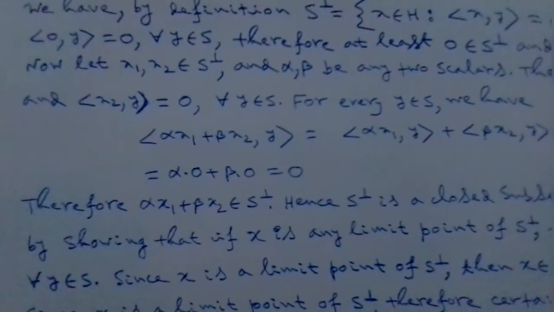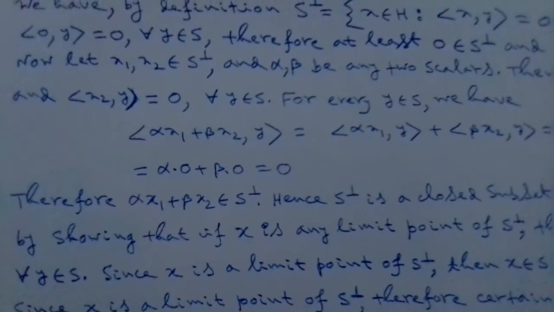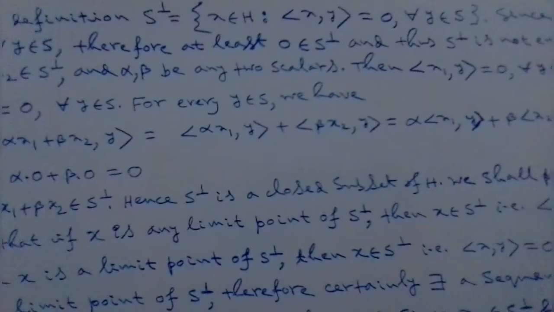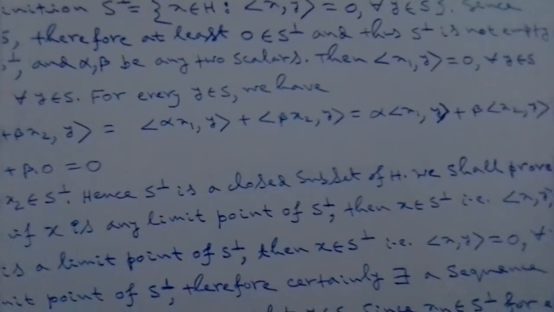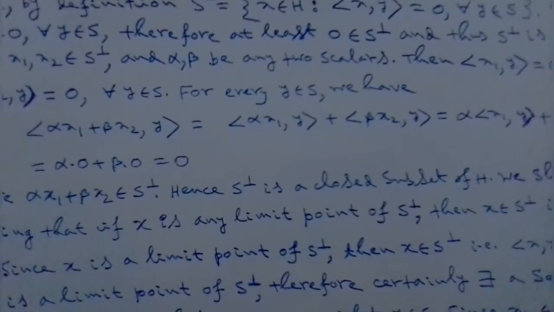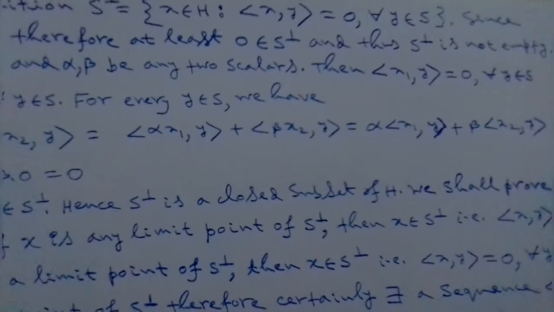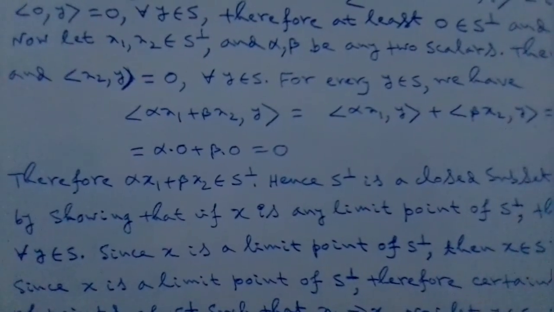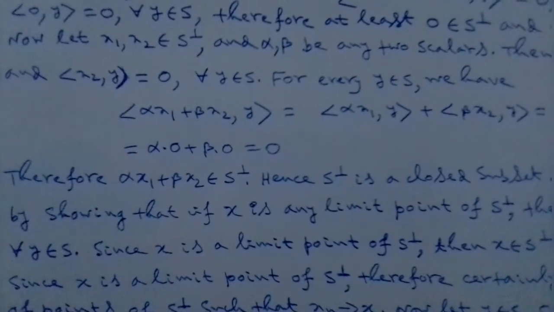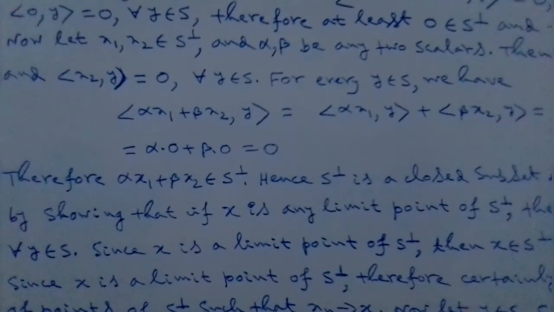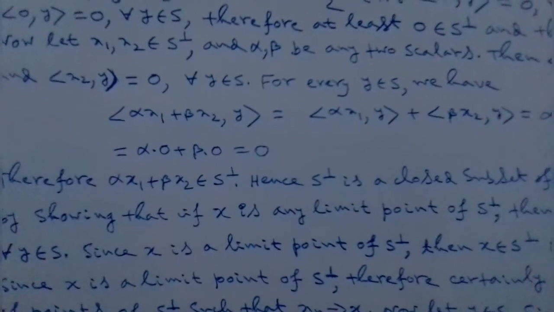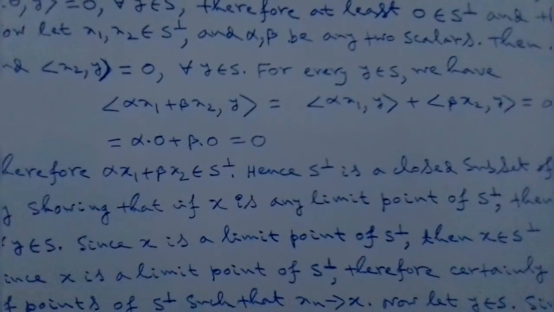The next stage is, let x1, x2 belong to S perpendicular and alpha, beta be any two scalars. If x1, x2 belong to S perpendicular, then taking the inner product x1 dot y, by definition it is 0, as x dot y is 0 for all y belongs to S, as per the definition of S perpendicular. Similarly, x2 dot y is also 0 for all y belongs to S. Taking the vector space property, we prove the linearity property in this manner.